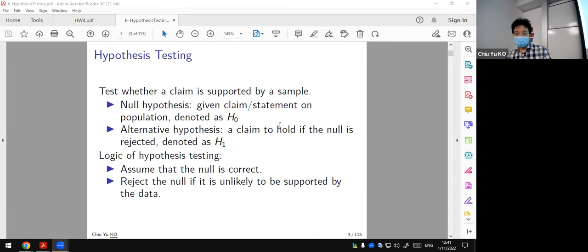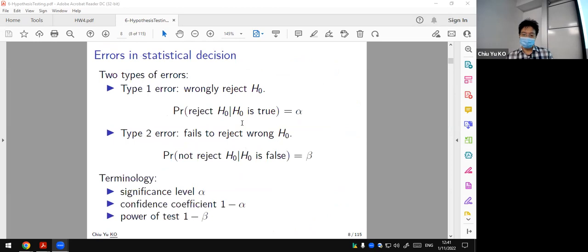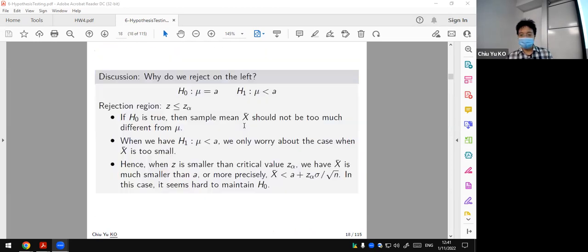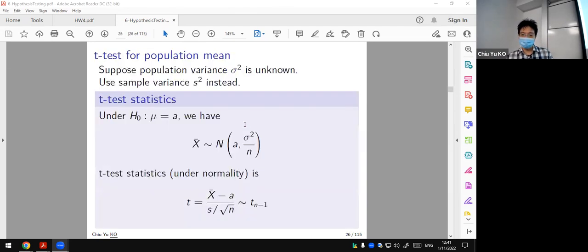Just to remind you, H null is the null hypothesis, H1 is the alternative. H naught is the thing that is given, and H1 is the idea we try to find evidence for, to see if it holds or not. I'm not going to go through the example again, because we're doing it by T, so everything is the same. So I'll directly go to the idea. Here you don't know sigma square.